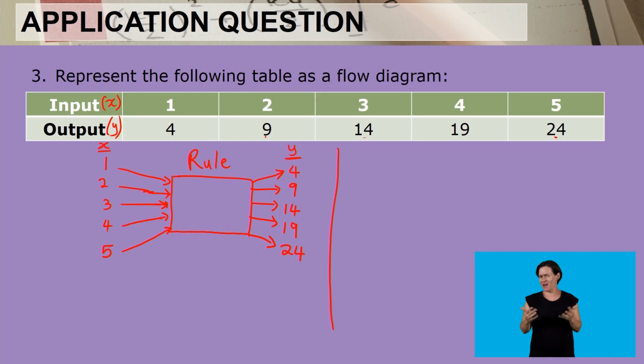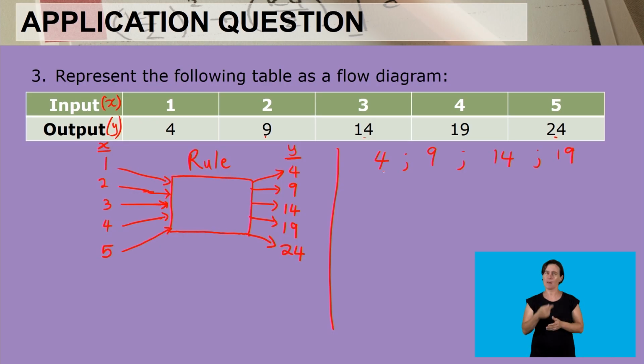Well, since our input values are consecutive numbers, this actually means that the output values are forming a pattern. So when we have 4 and 9 and 14 and 19 as our output values, because the input values are consecutive numbers, that means they form a pattern. It means we can use our knowledge that we learned in number patterns to find this rule.